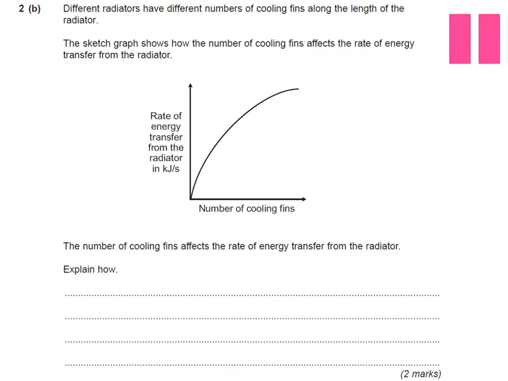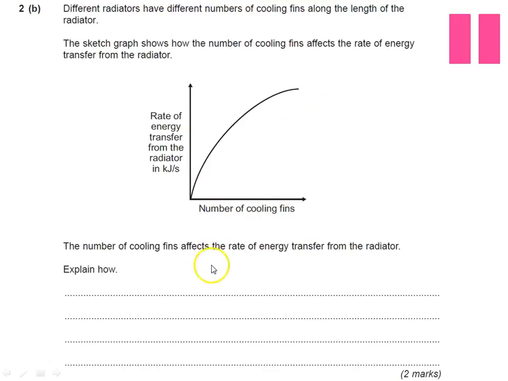The next part of that question, pause it again if you want. Different radiators have different numbers of cooling fins along the length of the radiator. The sketch graph shows how the number of cooling fins affects the rate of energy transfer from the radiator. So sketch graphs, you may be asked to draw these sometimes, do not require any numbers. They require you to label the axes, but it's more to show you a general trend. So it says then, the number of cooling fins affects the rate of energy transfer from the radiator. Explain how. 2 marks. So you see as the number of fins increases, so does the rate of energy transfer.